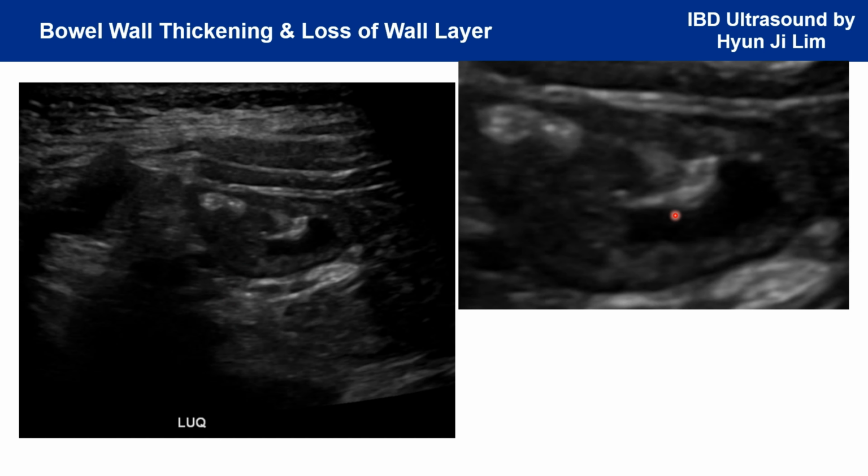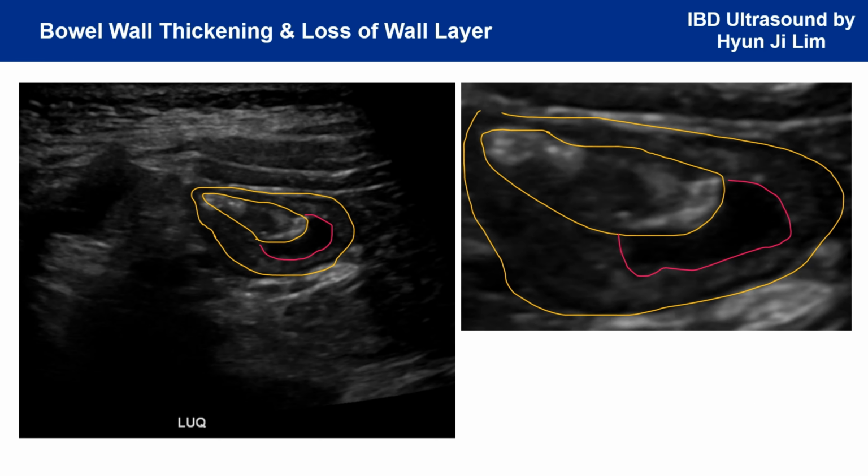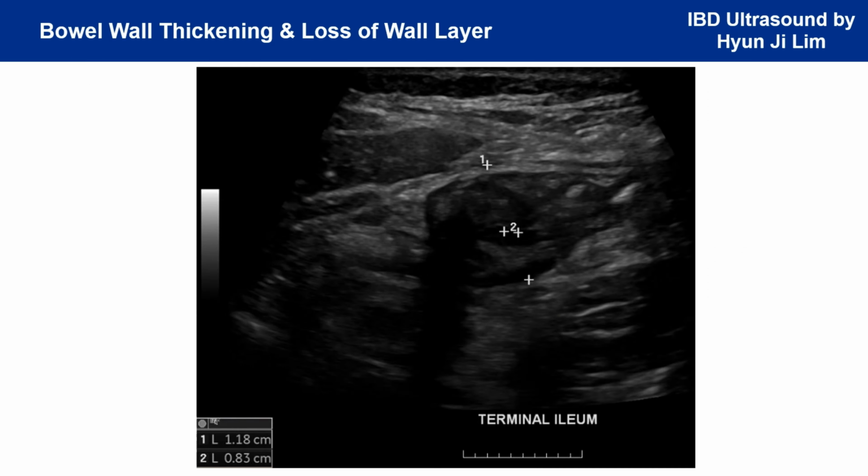In this image, the 3 o'clock to 6 o'clock direction of the bowel wall shows focal loss of wall layer. It does not involve the whole bowel layer, but it shows poor differentiation in bowel layer. Another case, thickened terminal ileum with diffuse loss of wall layer.